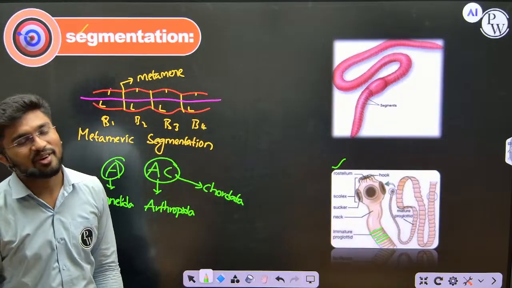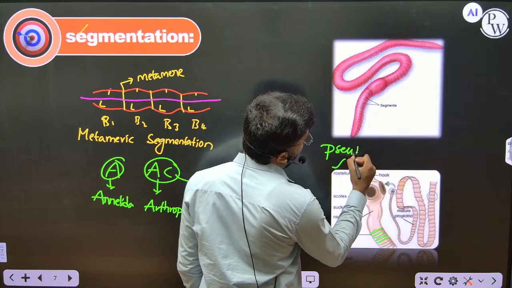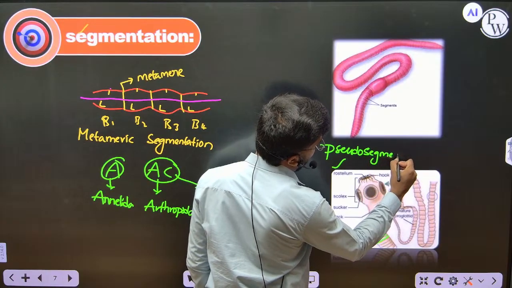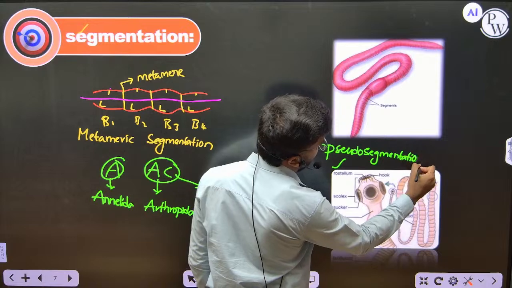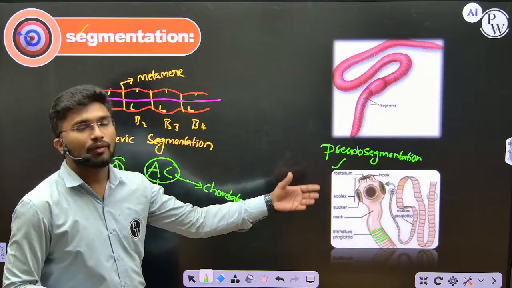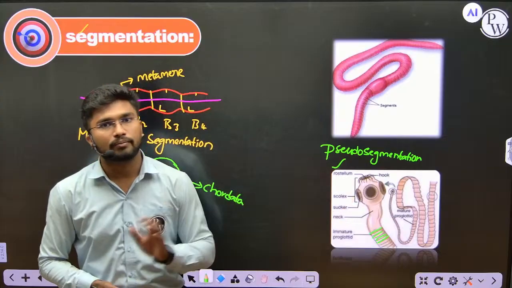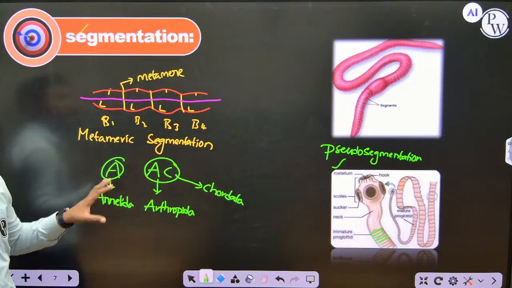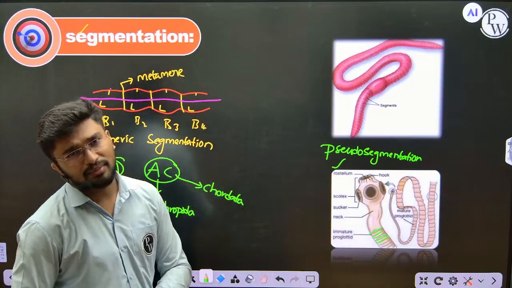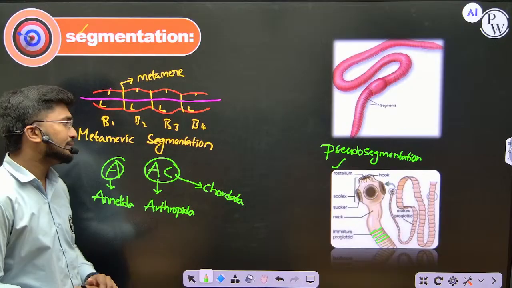That's why we call it pseudo segmentation. Pseudo means false, so false segmentation is noticed. One example is Taenia solium, also called tapeworm. Got it? So this is with respect to segmentation. These are the maximum possible questions they can ask in the examination. Just go through the definition given in NCERT. That is very important.